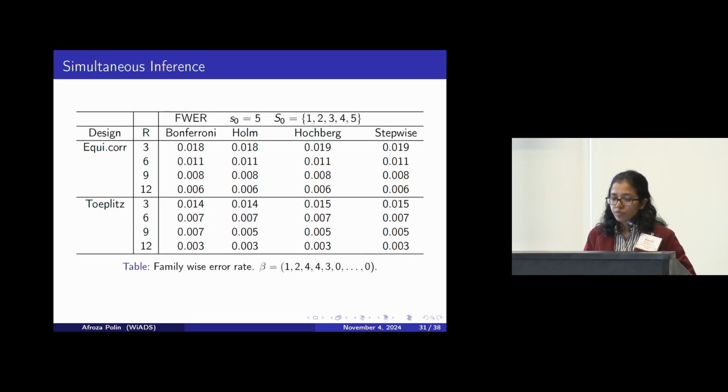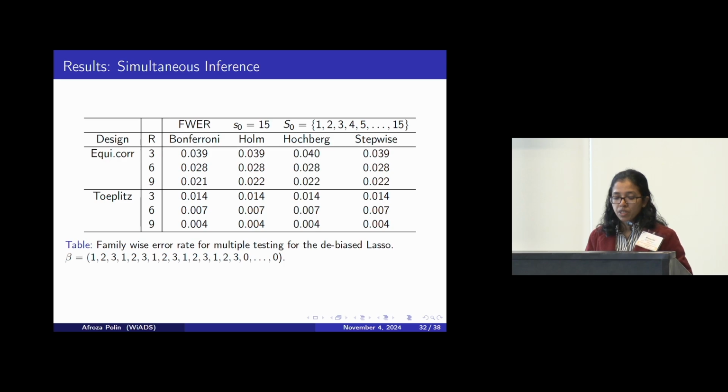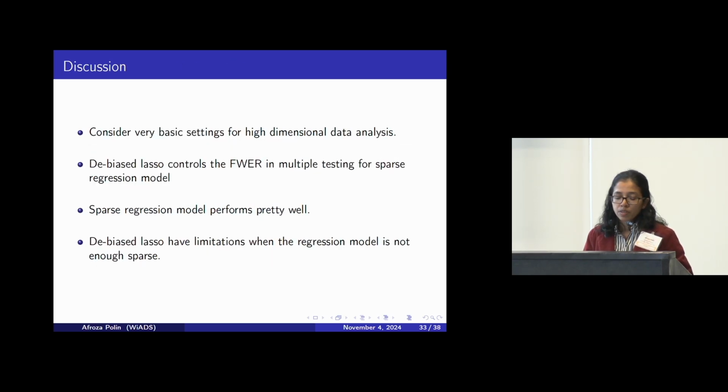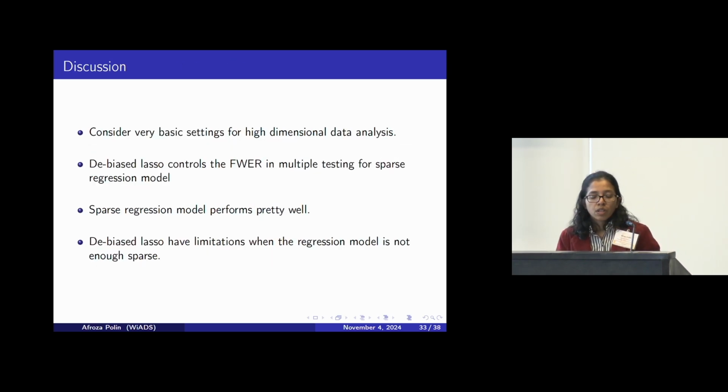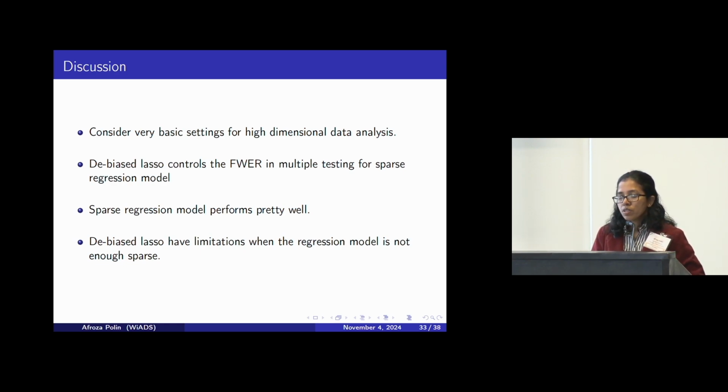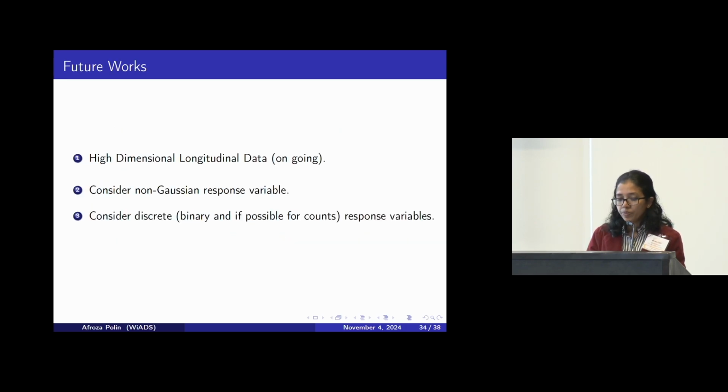This is for S0 equals 5, and this is for 15. We saw that this debiased lasso controlled the family-wise error rate in multiple testing, and the regression model performs pretty well. It has some limitations when the regression model is not sparse enough, meaning we still have S0 equals 15 in our regression model.